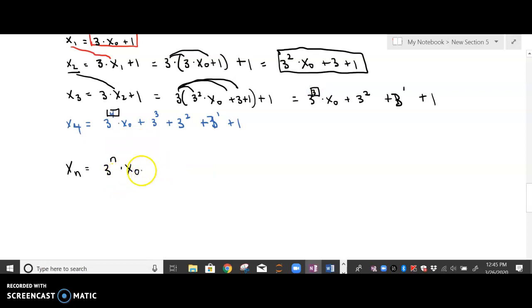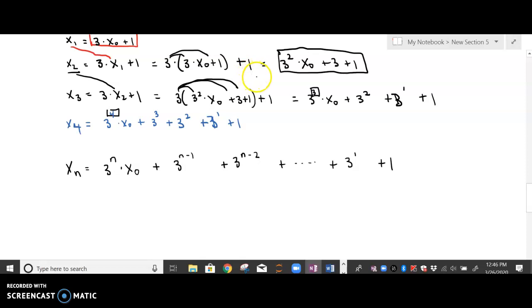And then we have a descending order of 3's. So in this case, we would have plus 3 to the n minus 1. So if this were 3 to the 4th, this would be 3 to the 3rd, plus 3 to the n minus 2, plus dot, dot, dot, all the way down to 3 to the 1st, plus 1. And we should always get that extra plus 1 there because we're always adding a plus 1 outside of the parentheses here.